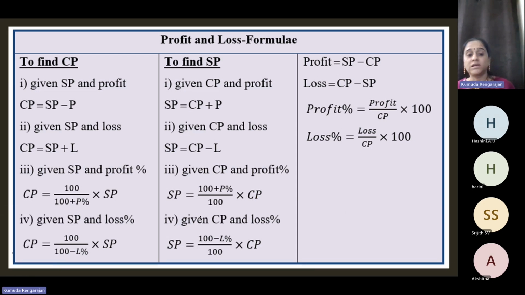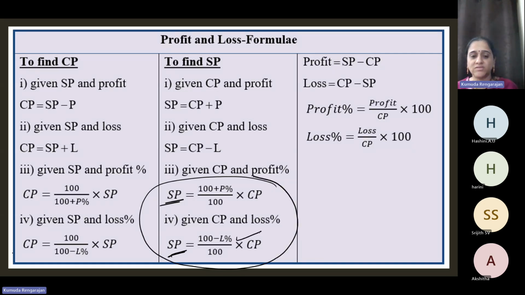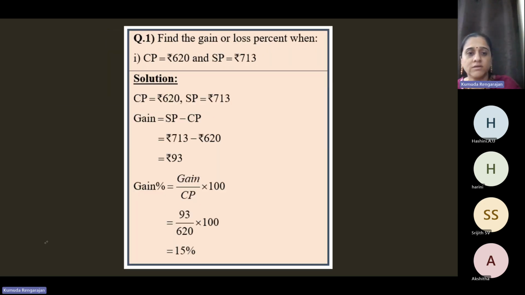So here in the second question, we have to find the selling price. So see the formula we have for selling price. These two formulae: if loss percent is given, this one. If profit percent is given, this one.